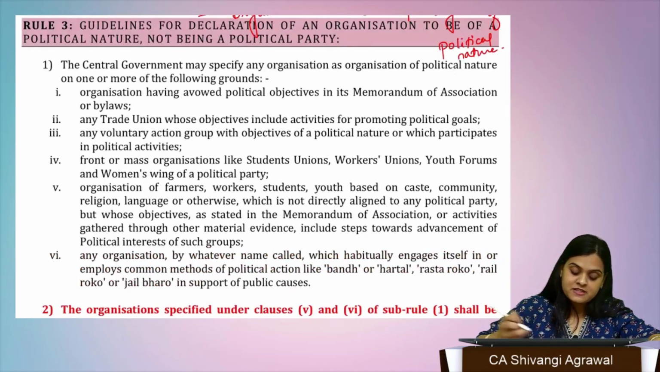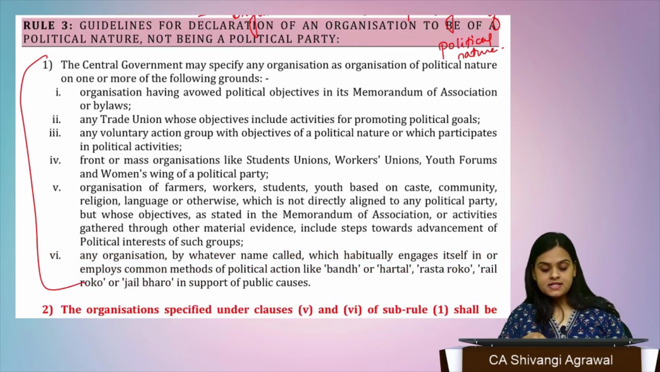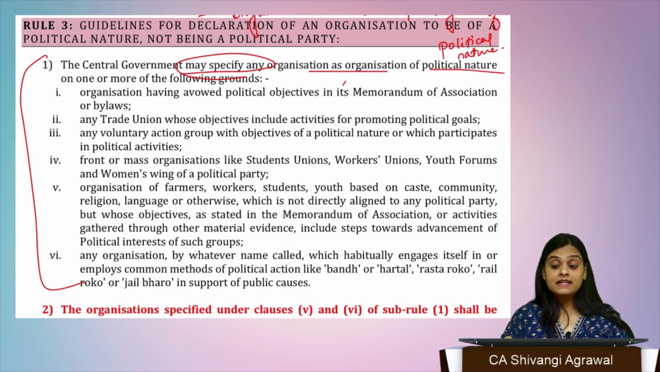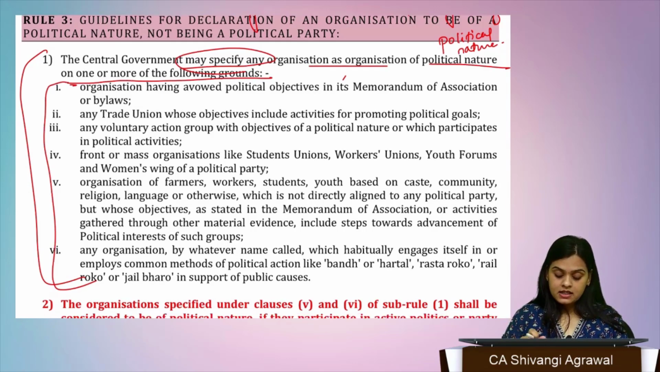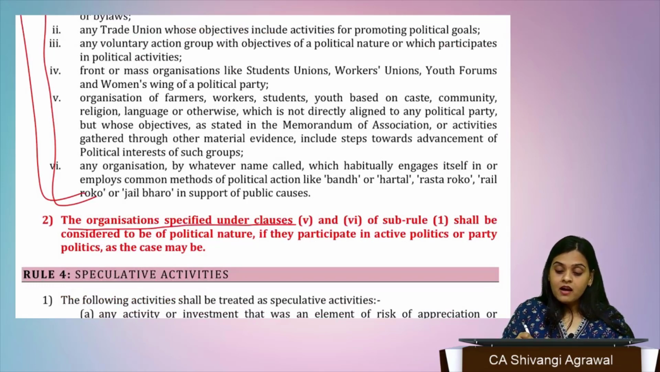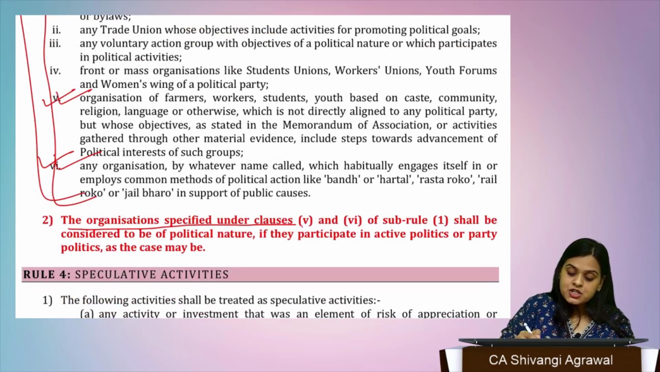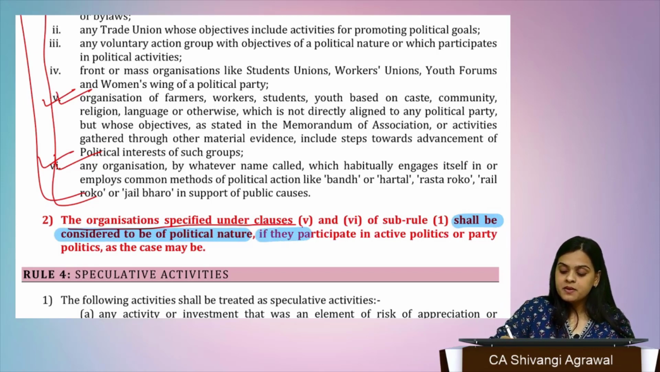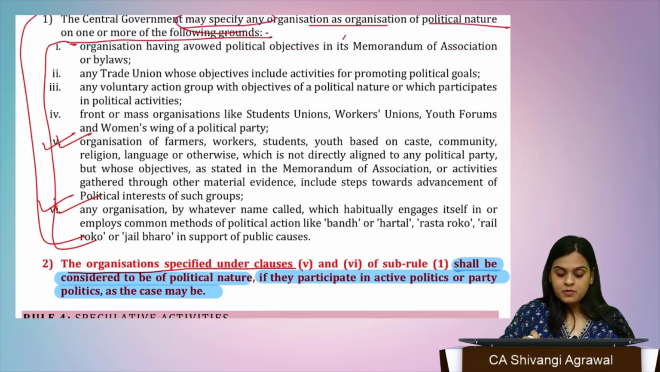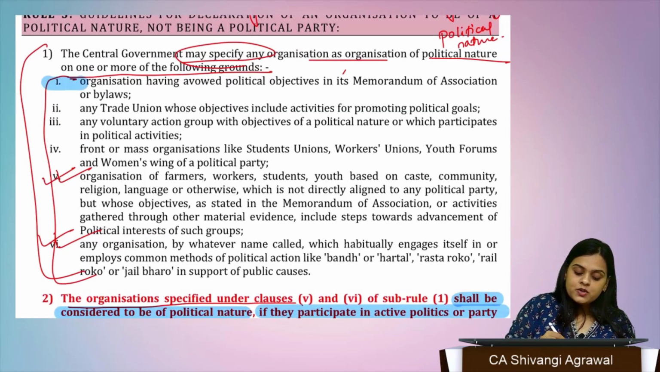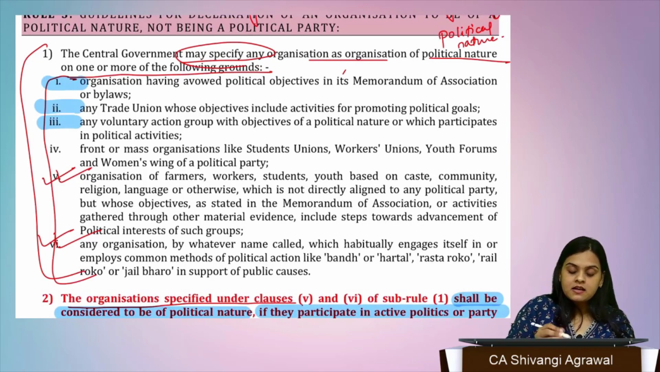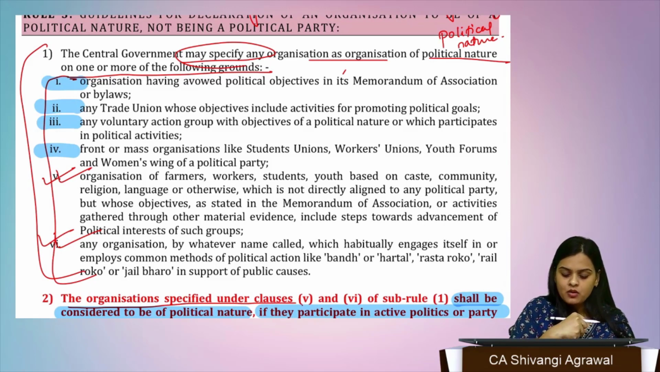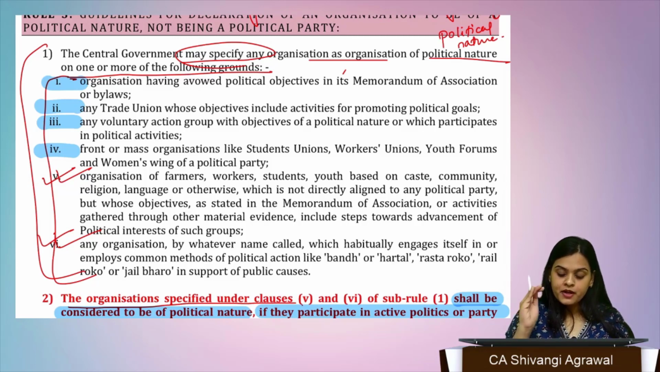Now, which organizations have been specified so? The central government may specify organizations as organizations of political nature on one or more of the following grounds. So we have these grounds. The organization specified under clauses 5 and 6 shall be, listen to me very carefully, shall be considered to be of political nature if they participate in active politics or party politics, as the case may be. So these are the points which remain the same. This has been added, which changes the interpretation of points 5 and 6. How? The first, second, third, fourth points remain the same.